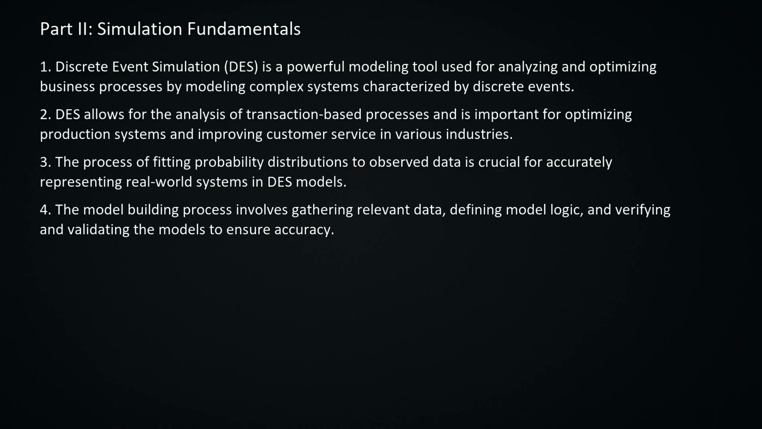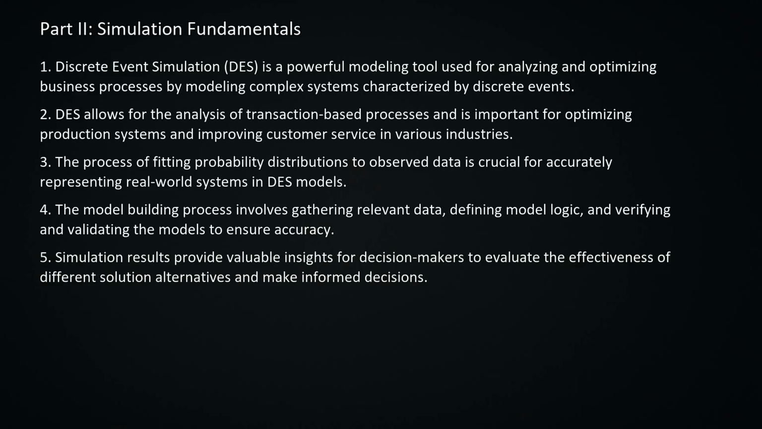Chapter 12. Simulation Process. Running and Analyzing Results. This chapter focuses on the process of running and analyzing simulation results. The authors discuss the importance of running multiple replications of the simulation to capture variability in system behavior. They explain how to collect and analyze statistical measures to assess the performance of different solutions.